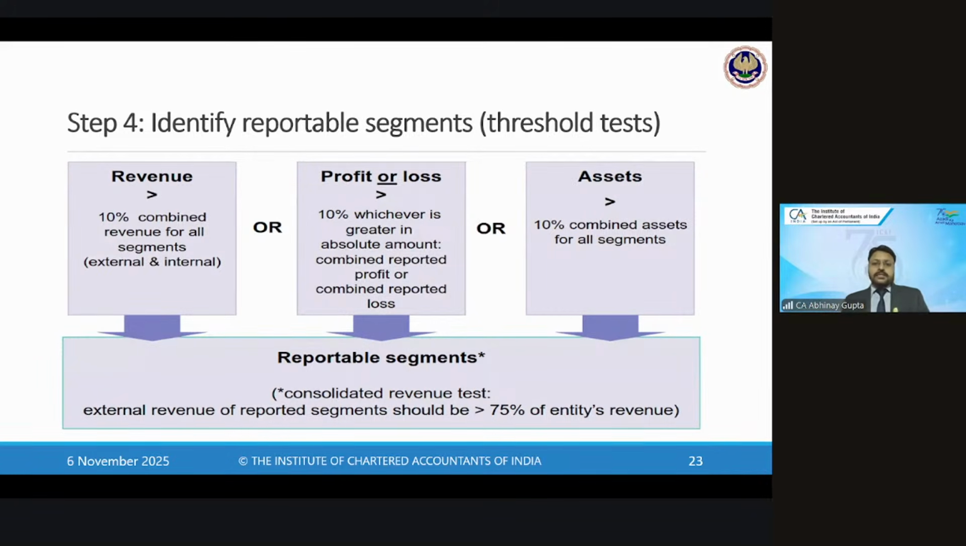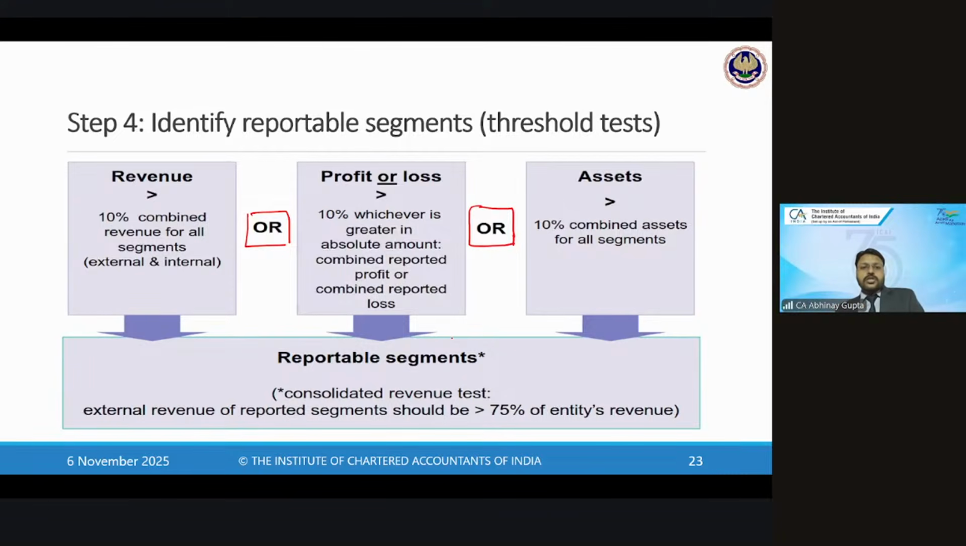But it is in the interest of the management as well as the users, because otherwise you will make the financial statements very detailed and with unnecessary segments, right? Now let's talk about the thresholds, which are crucial to identify the reportable operating segments from the operating segments list which the CODM is reviewing. So the standard says there are three conditions and any one of the conditions, because the word used is or, if satisfied, then it becomes reportable.